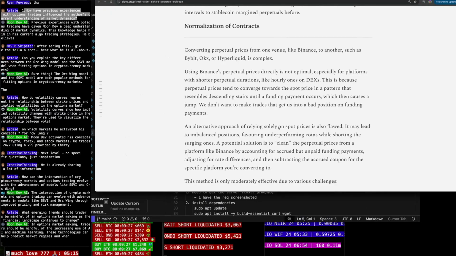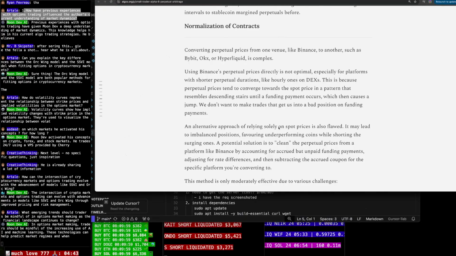Normalization of contracts, converting perpetual prices from one venue like Binance to another, such as Bybit, OKX, or Hyperliquid, is complex. Using Binance's perpetual prices directly is not optimal, especially for platforms with shorter perpetual durations, like hourly ones on DEXs. This is because perpetual prices tend to converge towards the spot price in a pattern that resembles descending stairs until a funding payment occurs, which then causes a jump. We don't want to make trades that get us into a bad position on funding payments.